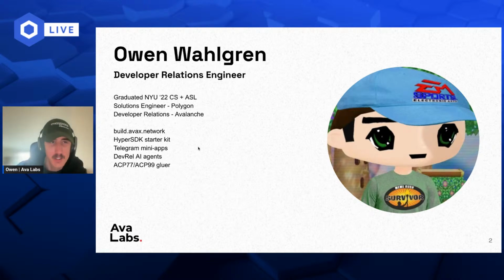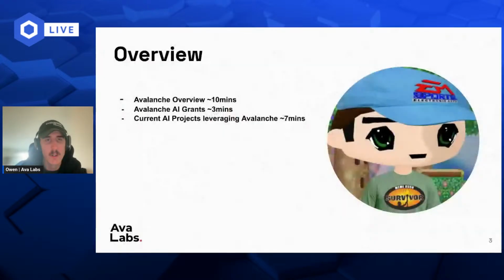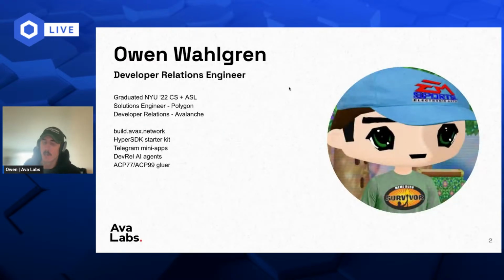Some of the stuff I've worked on at Avalanche within my last 6 to 7 months: my team maintains the build.avax.network website. I also did some work on HyperSDK, mainly around the HyperSDK starter kit, which I'll talk about more later. Telegram mini apps for Avalanche, RIP, they don't exist anymore, sorry. And an AI agent for specific DevRel activities I've worked on.